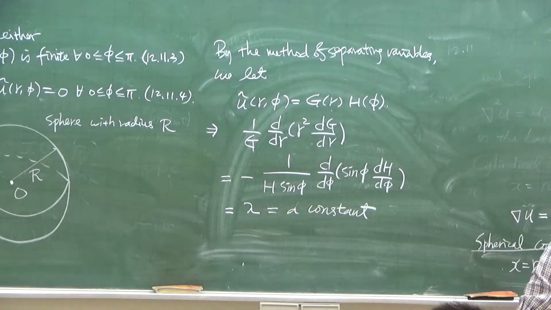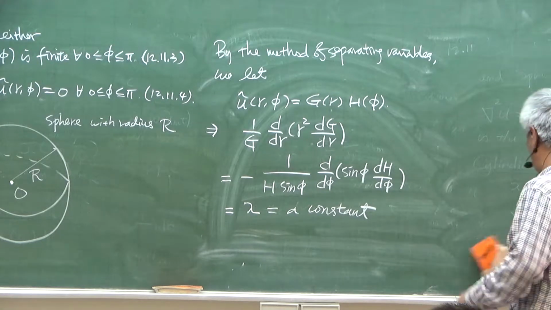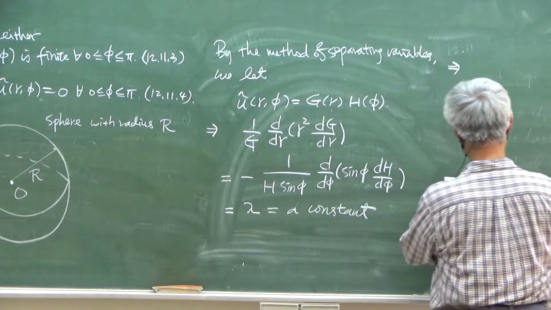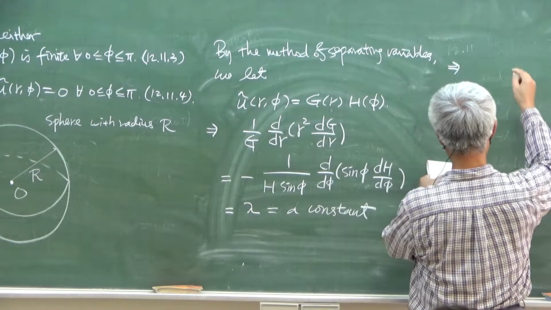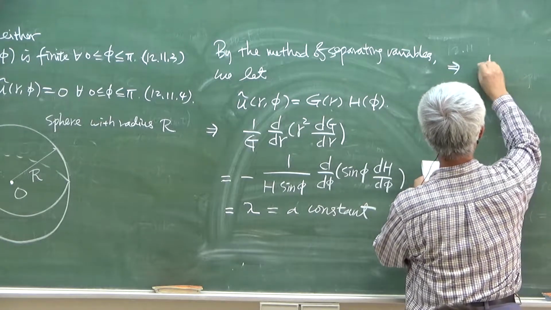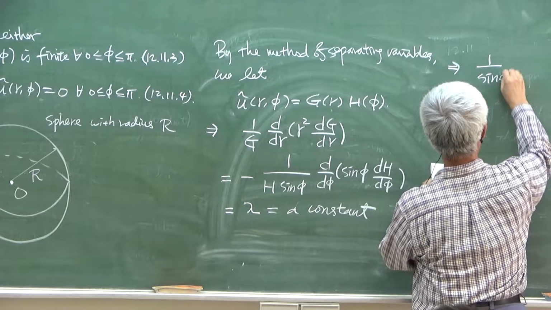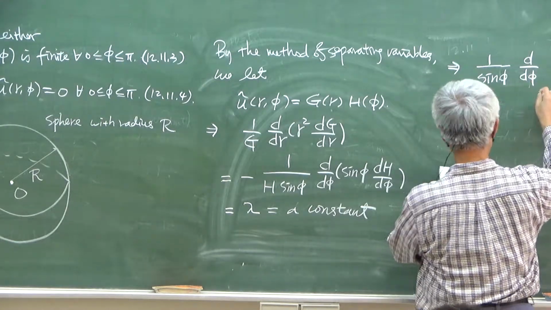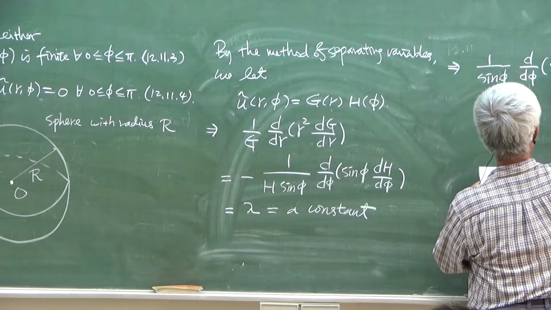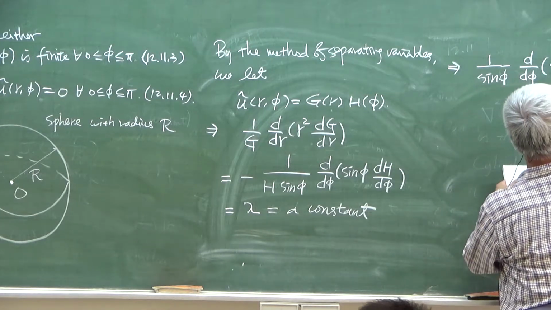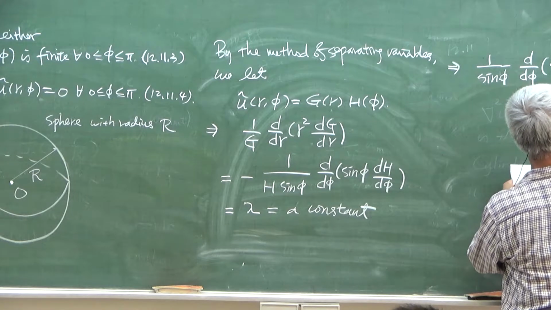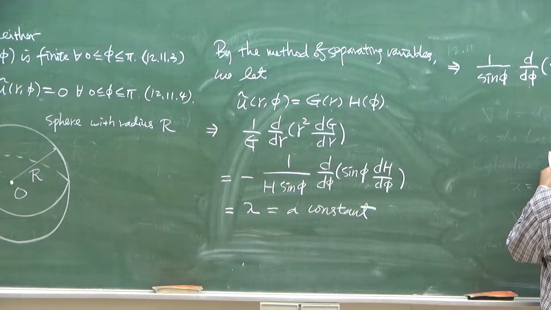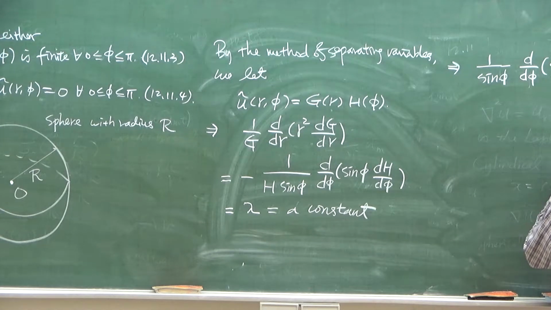And from here we have two ODEs. One is d/dphi (sine phi dH/dphi) plus lambda sine phi H equal to 0.